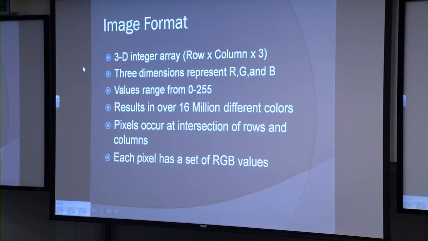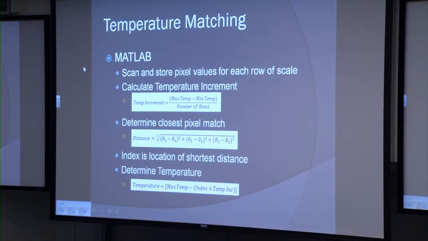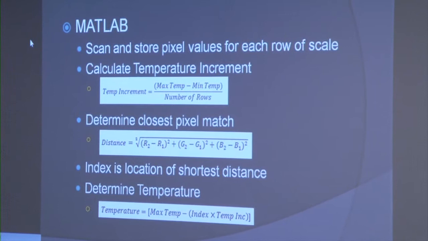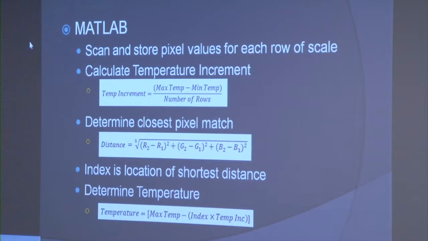The MATLAB temperature matching algorithm begins by scanning and storing the pixel values for each row of the scale. Since we already know the maximum and minimum temperature as well as the number of rows in the scale, we can calculate the temperature increment, which describes how much the temperature changes from row to row in the scale. This is done using the first formula on the screen.